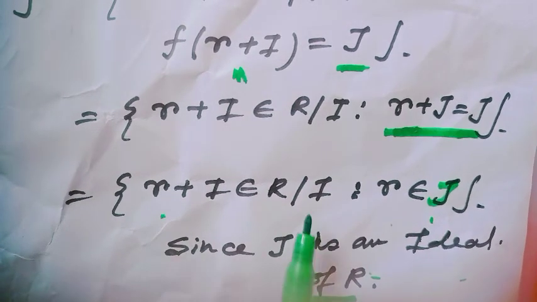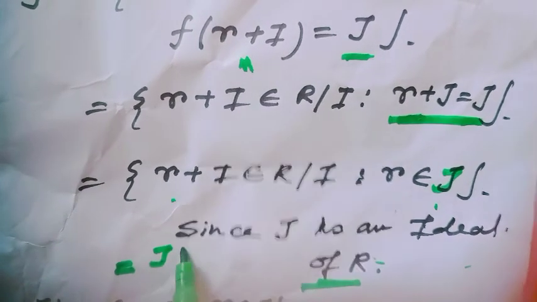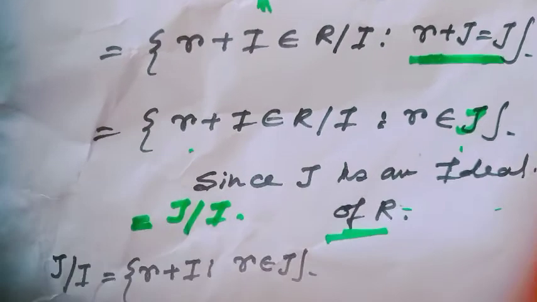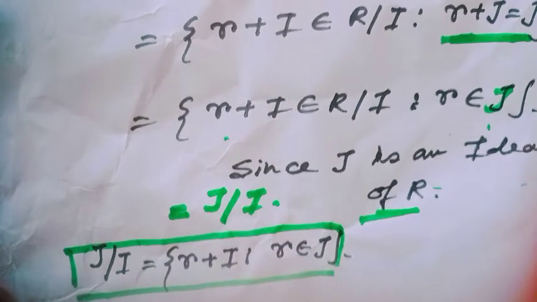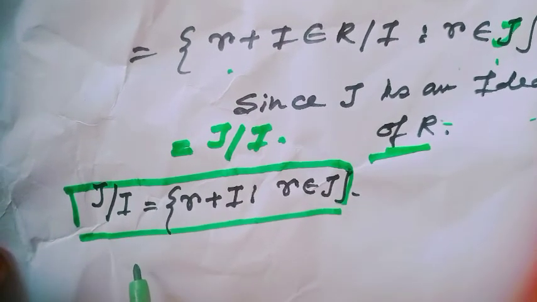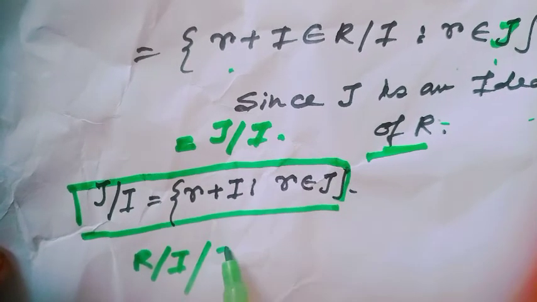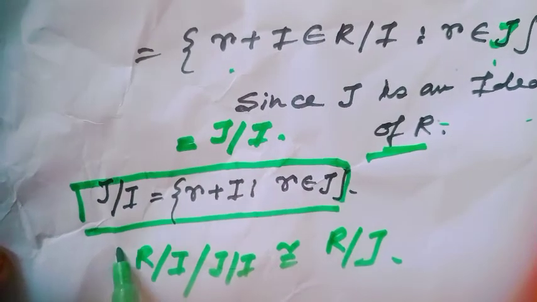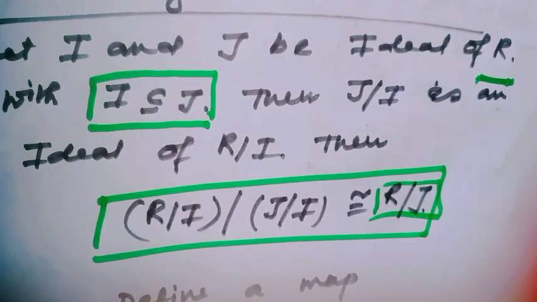That means this is actually equal to J modulo I, because J modulo I looks like this type. So kernel of f equals J modulo I. Therefore, we can tell (R modulo I) modulo (J modulo I) is isomorphic to R modulo J. This is our proof. Okay? That means our proof is done.